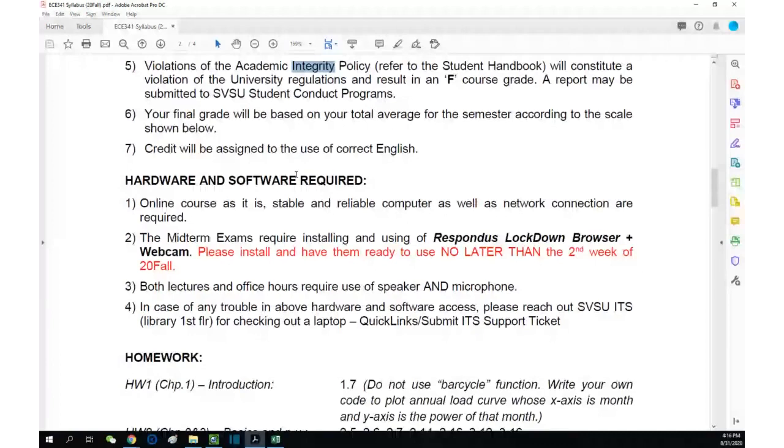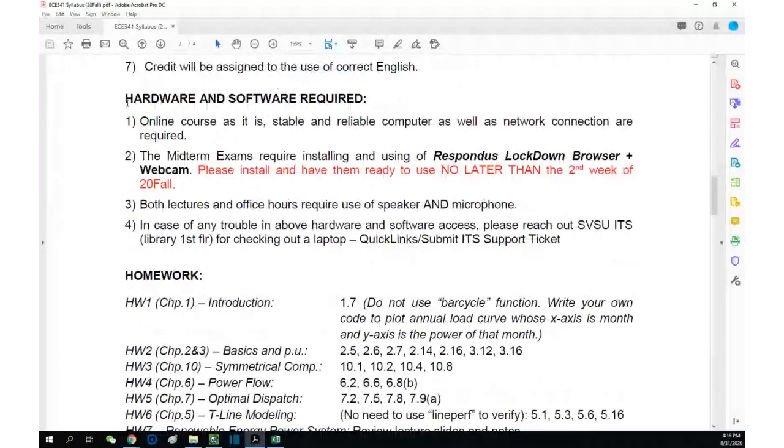You should know that. Here, hardware and software required. Of course, a stable and reliable computer as well as network connection are required for this class. And another thing I forgot to mention in ECE 360 actually. Another thing required, in my opinion, is a peaceful and quiet environment, in other words, the location where you attend this live lecturing, if you decide to attend.